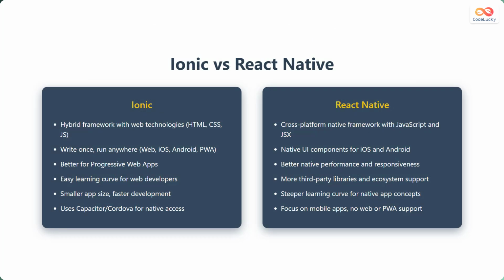Ionic and React Native are both popular frameworks for cross-platform mobile development, but have distinct differences. Ionic uses web technologies like HTML, CSS, and JavaScript, and excels at building progressive web apps and hybrid apps with a single codebase. It is easier to learn for web developers and has smaller app sizes. React Native uses JavaScript and JSX to build native mobile apps with native UI components that deliver superior performance and responsiveness, but has a steeper learning curve and is focused more on mobile than web or PWA development.